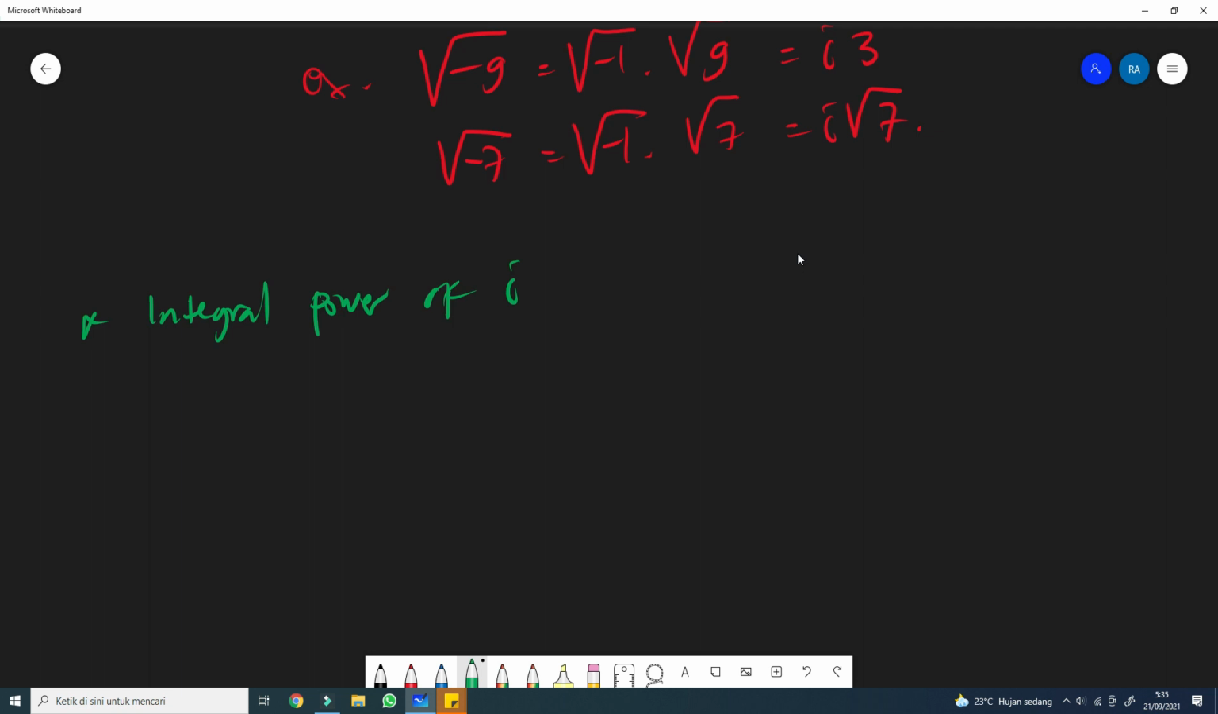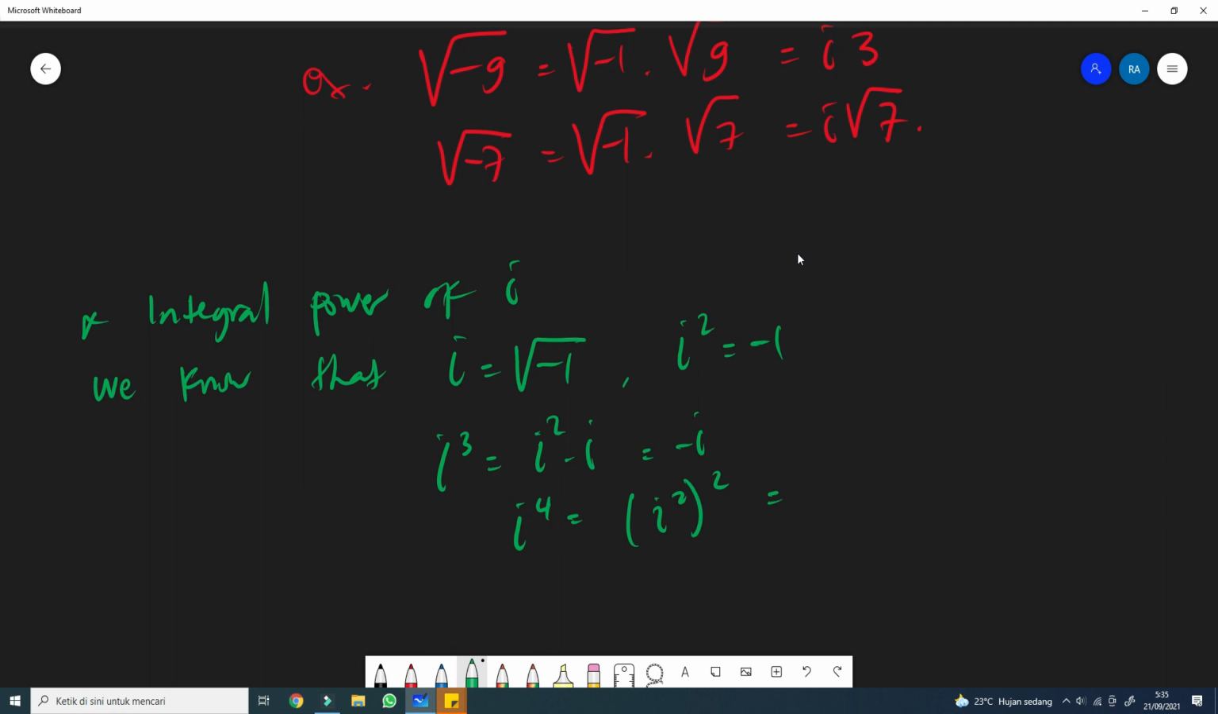So suppose we have i equals root of minus 1 and i squared equals minus 1. Then i cubed equals i squared times i, which is equal to minus i. And i to the power of 4 is equal to (i squared) squared, which is equal to (minus 1) squared, and it's also equal to 1.